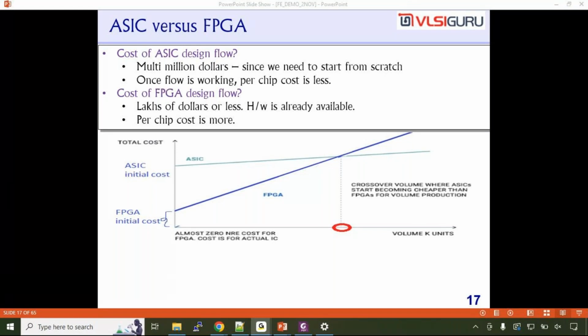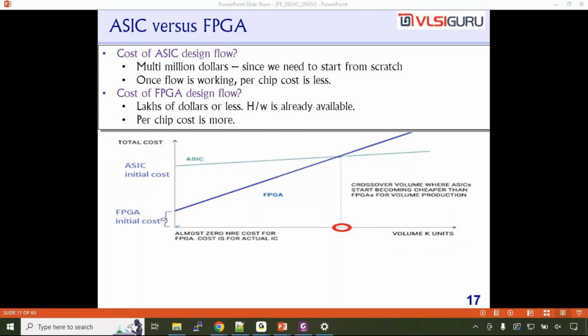What does the x-axis represent in this? Volume means what? How many units we are manufacturing. Quantity. Let's say mobile phones, how many units you want to manufacture in total? Let's say 1 lakh, 5 lakhs, that will be the volume. What is the y-axis? Cost. To manufacture those many units, what is the total cost?